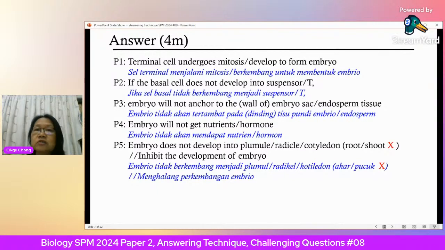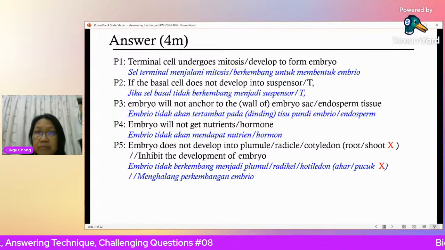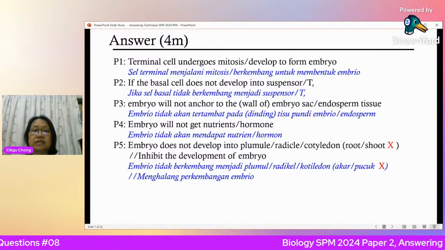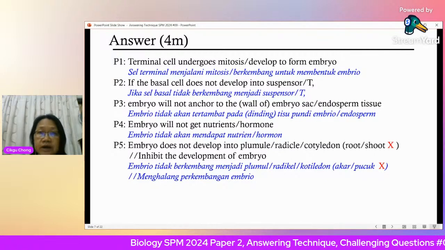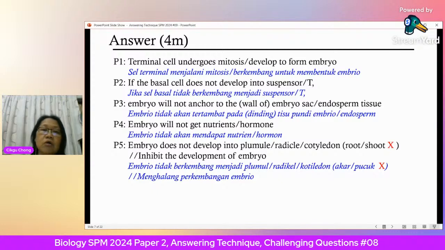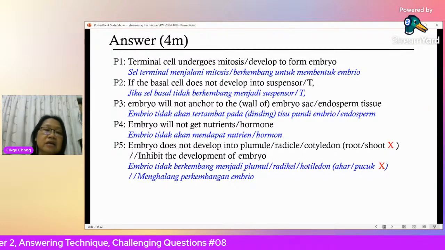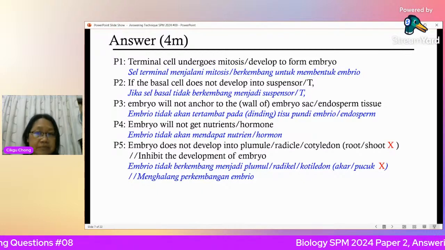But you can't use the word root or shoot here. You have to mention the part in the embryo, which is plumule, or radicle, or cotyledon. So the embryo will not develop into plumule or radicle or cotyledon, or you can say this will inhibit the development of the embryo. So the embryo does not develop.